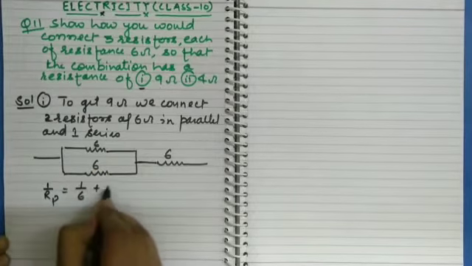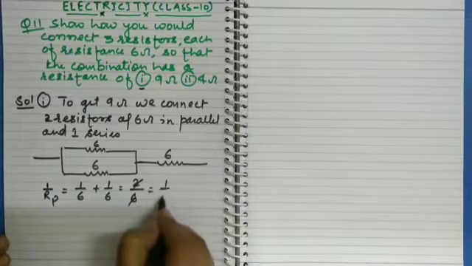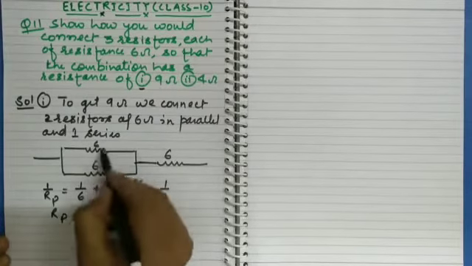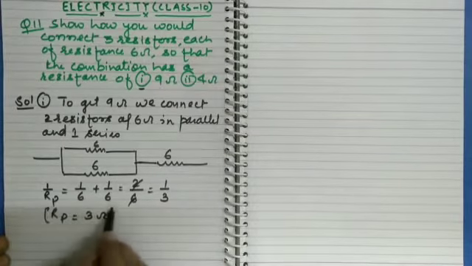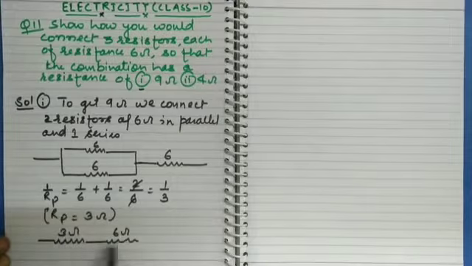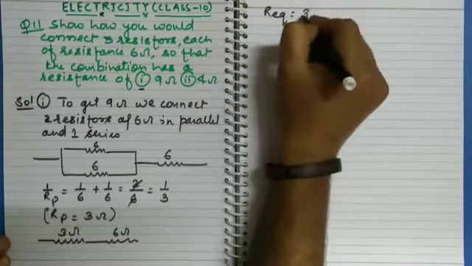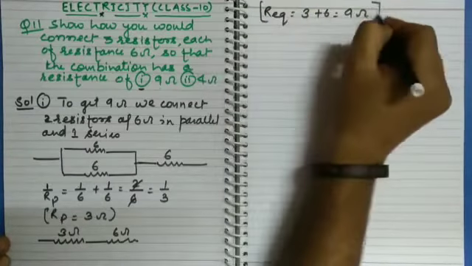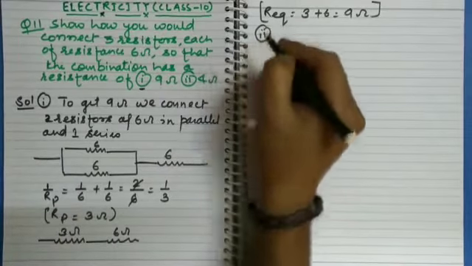Resultant resistance of the parallel resistors: 1 by Rp equals 1 by 6 plus 1 by 6 equals 2 by 6 equals 1 by 3. Rp equals 3 ohm. Now the new figure is like this. Both are in series, so the required resistance equals 3 plus 6, which is 9 ohm. It is the answer. Now next part.